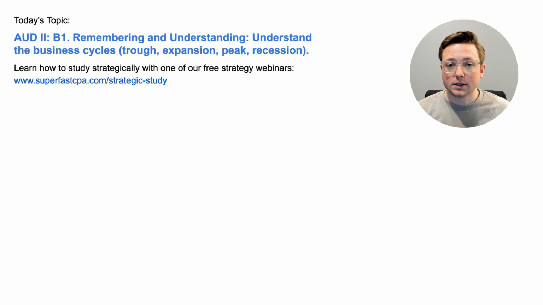The other part of the blueprint topic talks about economic indicators, such as leading indicators, lagging indicators, and things like that. So we're going to talk about that in the next video because I felt like there was enough to talk about in this video with just learning about business cycles. And we are going to be learning about business cycles the SuperfastCPA way, which is diving straight into the questions to learn the material.